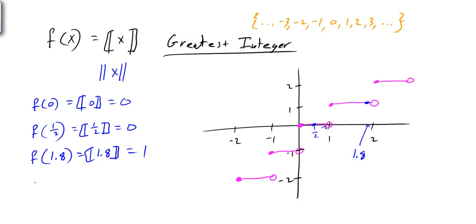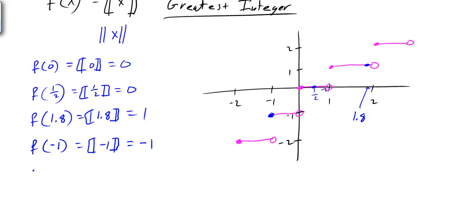So for example, if I said, what is f of -1? That means you're going to plug -1 in for x. Is -1 an integer? Yes, -1 is an integer, so the answer is -1. And that's why here, when x is -1, we go down to -1 for your y value.